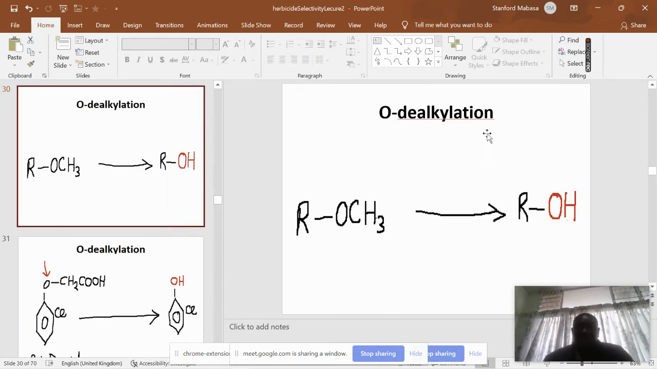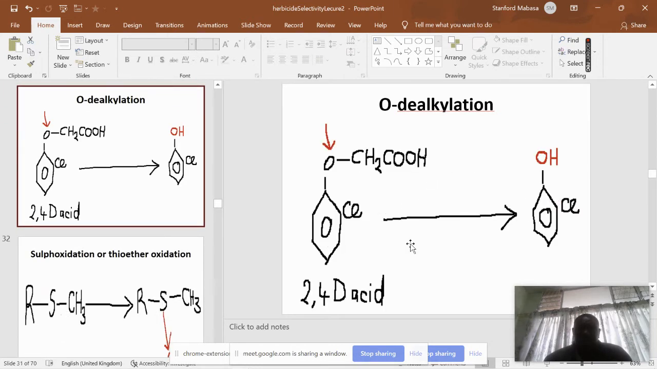Then we have O-dealkylation. O-dealkylation should have oxygen here and this methyl group. Now we will remove this CH3 during the O-dealkylation process, and we end up with the ROH, which is less toxic. And we can apply this to the real molecule, which is 2,4-D acid. It can happen here where you have the oxygen, and you end up with an OH, which is less toxic.